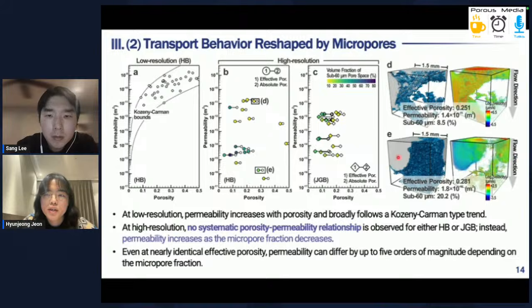For each of these subvolumes, we calculated and plotted the porosity, permeability, and surface area to observe their correlations. And as you can see, at the low resolution, the data points follow the conventional Kozeny-Carman trend, which is a standard model for defining the relationship between porosity and permeability. However, once we capture the micropores through the high resolution imaging, this relationship completely collapses. There is no longer a specific correlation between porosity and permeability. And despite having nearly identical effective porosities, the permeability varies by as much as 5 orders of magnitude due to the influence of the micropores. And we observe this same phenomenon in the Jeju basalt as well.